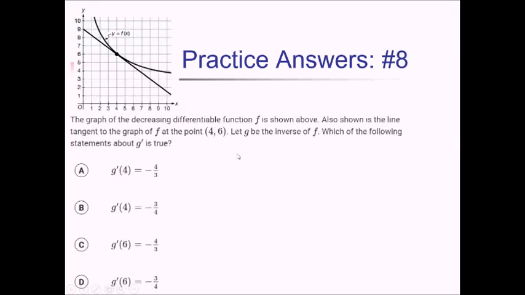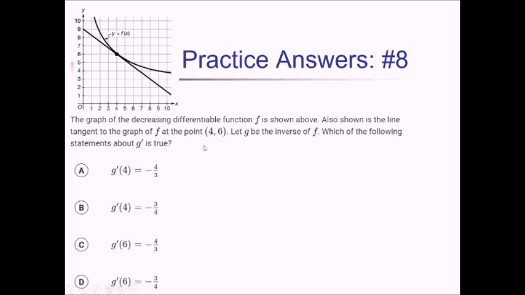On this problem, I have the graph of a decreasing differentiable function f shown above, and we also have a tangent line at the point (4, 6). Maybe that'll be useful. Now, g is the inverse of f. We want to know which statement about g prime is true. So this is basically a derivative of the inverse kind of problem.